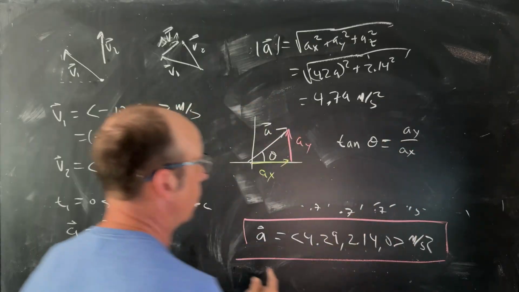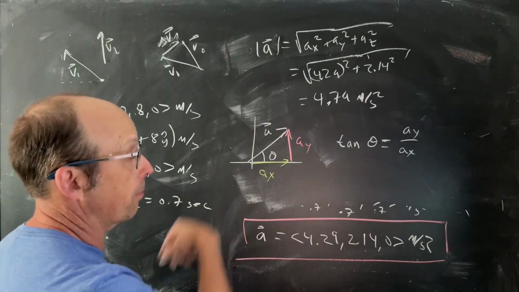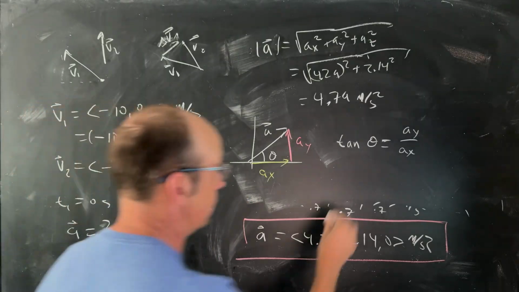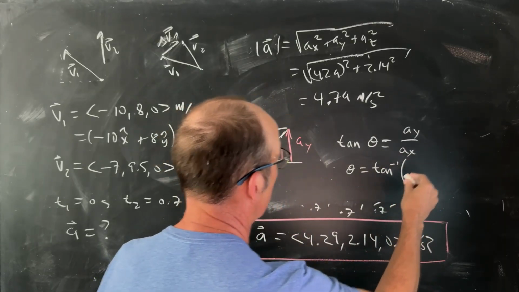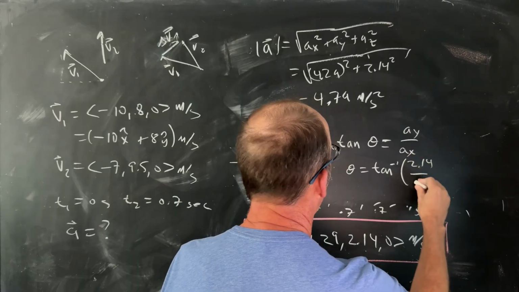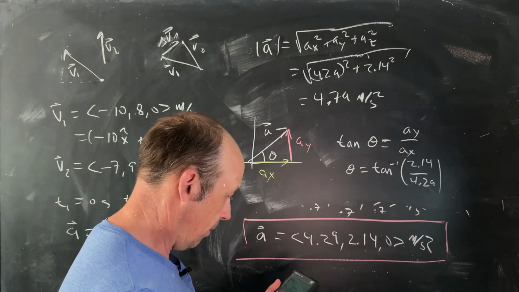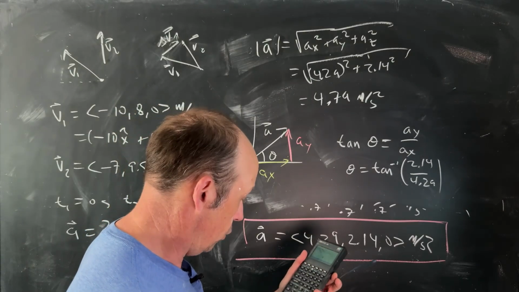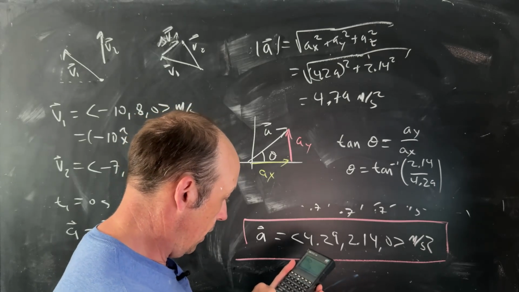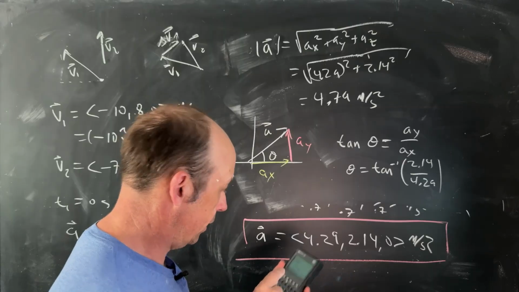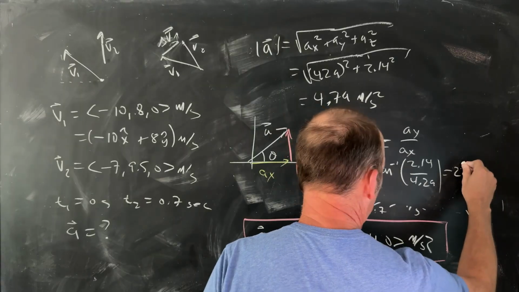Now you have to be careful here because tangent can give you an ambiguous result. So it helps to draw that picture. I know that they're both positive, so I know that this is from the positive x-axis. So theta would be the inverse tangent of ay, which was 2.14, divided by ax, 4.29. Let's go ahead and calculate that. So here I'm going to just drop that stuff because I'm going to make a mistake. And I say 2.14, enter, 4.29 divided by inverse tangent, 26.5 degrees. I have my calculator in degrees mode. 26.5.